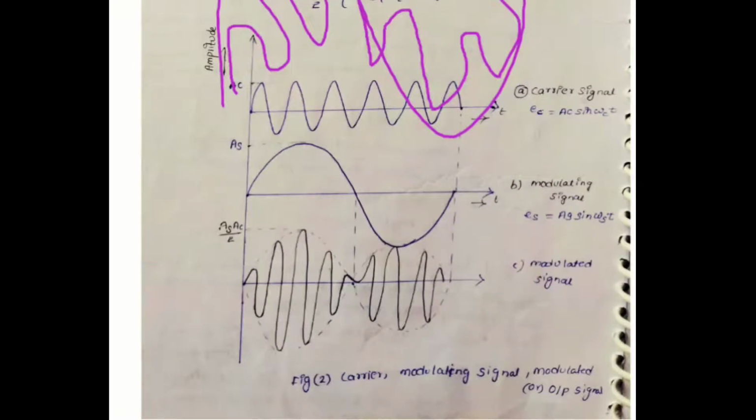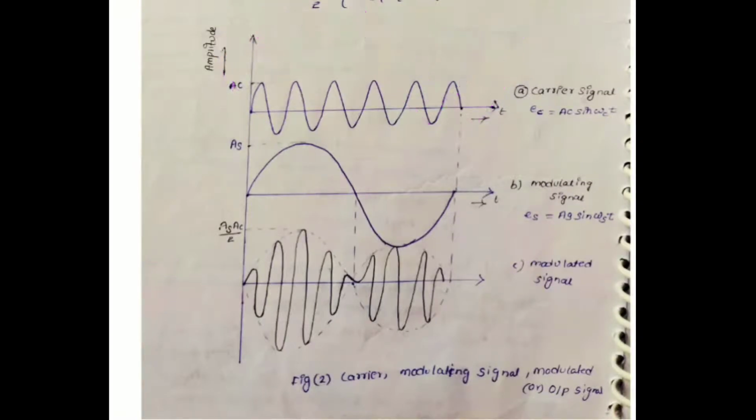The output waveform can be given as AS sin omega ST, the modulating signal, times AC sin omega CT, the carrier signal. Then the output is AC AS by 2 times cos of omega C minus omega S T plus cos of omega C plus omega S T. That is the output equation for amplitude modulation.